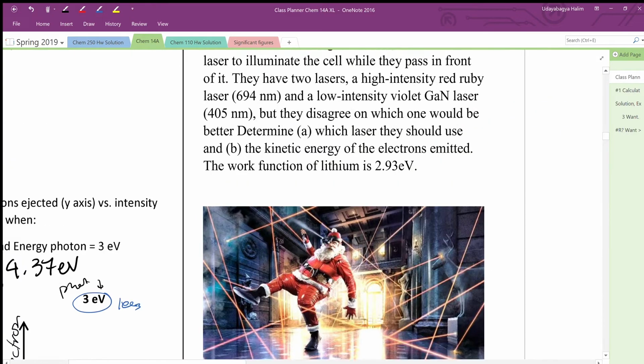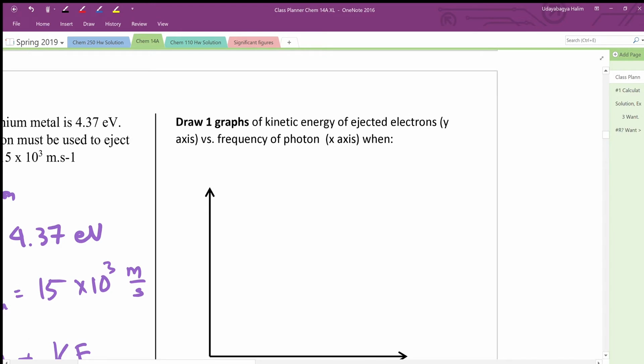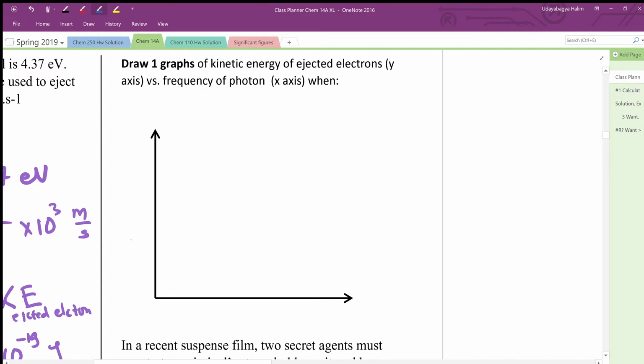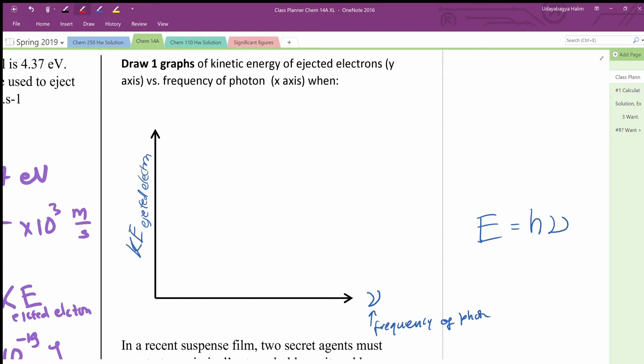Let's see what else. How about this one? The y-axis is the kinetic energy of the ejected electron, and the x-axis is going to be the frequency of the photon. My hint for you is the energy is equal to h times frequency. Frequency and wavelength are inversely related. So how would this look?